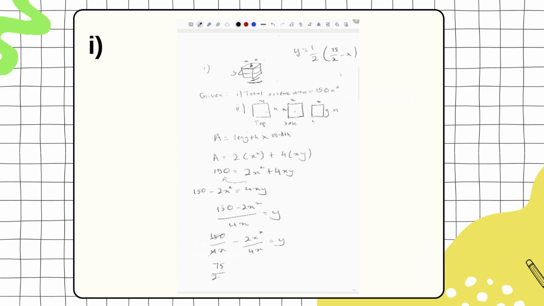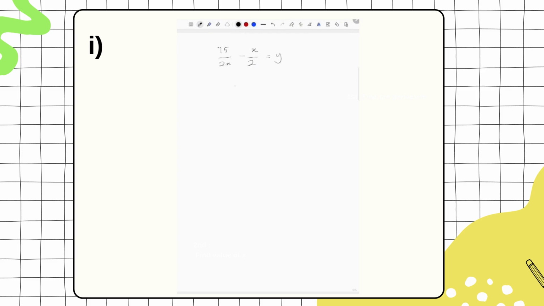150 over 4x minus 2x square over 4x is equal to y, and we can simplify the equation and get 75 over 2x minus x over 2 is equal to y. And we can bring out 1 over 2 multiplied by 75 over x minus x is equal to y. We have answered the question.